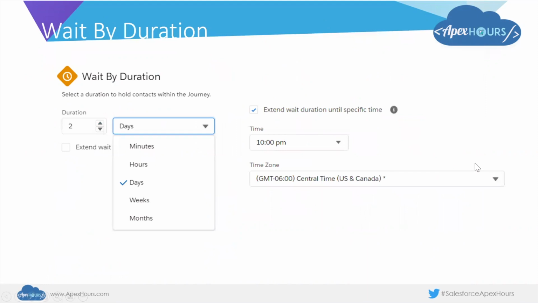Wait by duration is used to hold the contact between two activities depending on a duration. It could be minutes, hours, days, weeks, and months. You can also extend the wait duration. After waiting for, say, 2 days, if you want to still hold them until a particular time, then you can select the time and the relative time zone here.